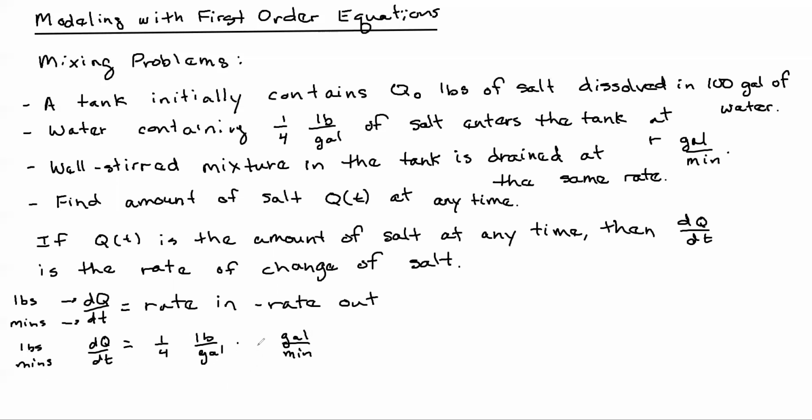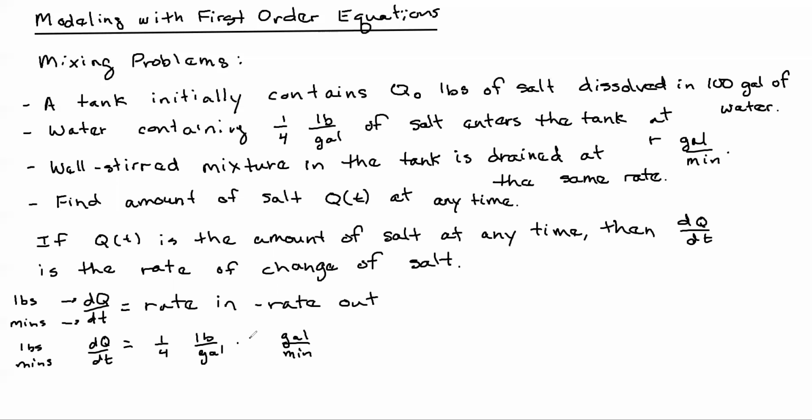And so we need to cancel the gallons that's in the denominator and introduce a minute that's in the denominator. Okay, so if you just keep reading here, we've got 1/4 pound per gallon entering a tank at R gallons per minute. Well, what do we want? What we want is gallons per minute.